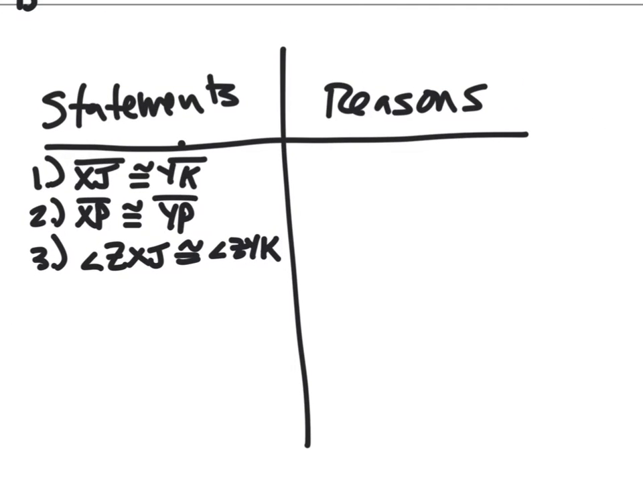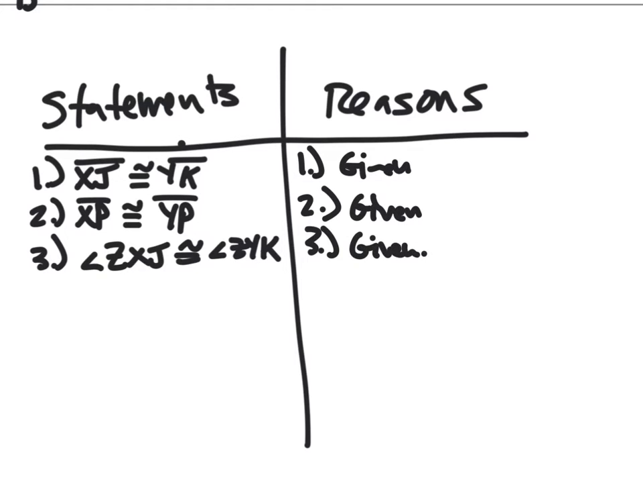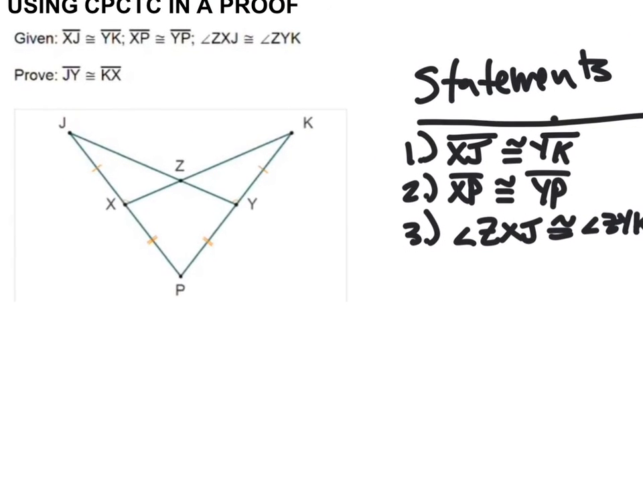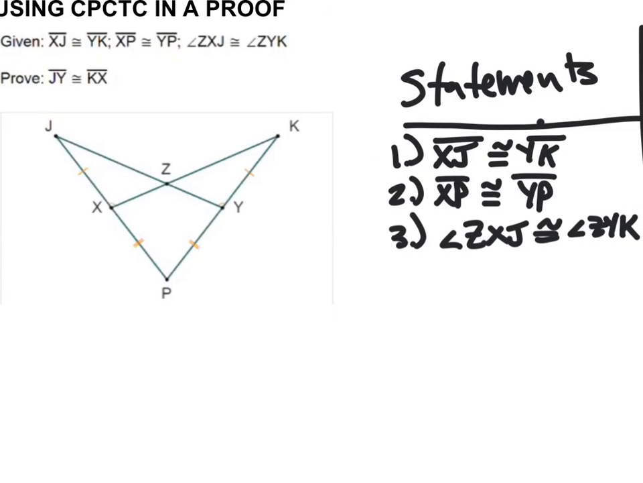'Tis the season to give. So first step, second step, third step: this is given, and this is given. So what I have here are those statements, but I see that I have this triangle here.